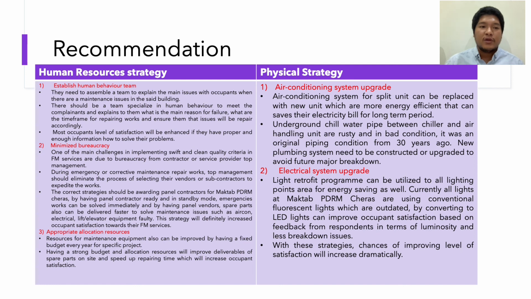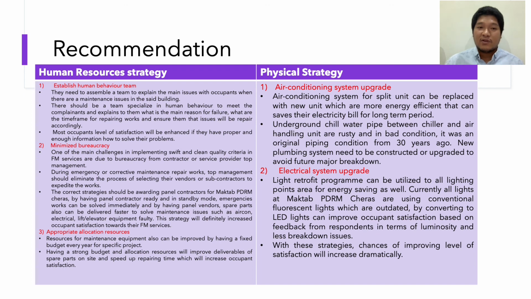The third one is appropriate allocation of resources. Resources for maintenance equipment can also be improved by having a fixed budget every year for specific projects, not on a case by case basis, but a very fixed budget. Having a strong budget and allocation of resources will definitely improve delivery of spare parts on site and speed up repairing time, which will increase occupant satisfaction and quality of works.